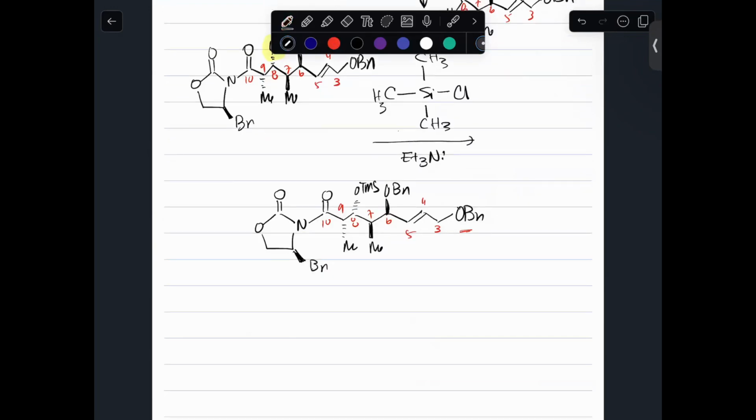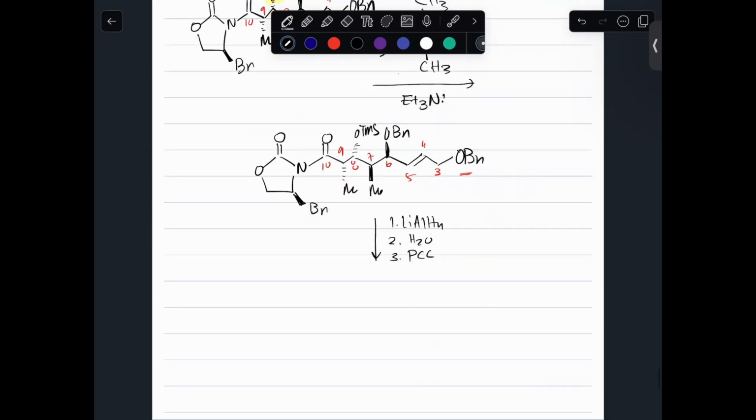Okay. And then just like before, he reduces to remove the oxazolidinone and oxidizes with PCC to generate the final target structure. And he's done with this specific part of the molecule.